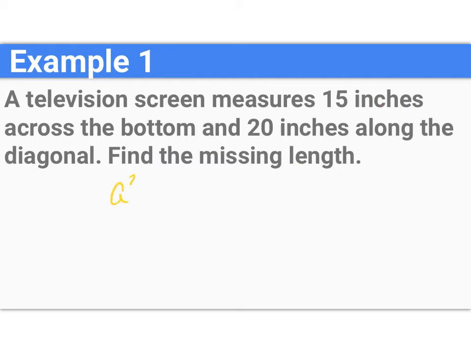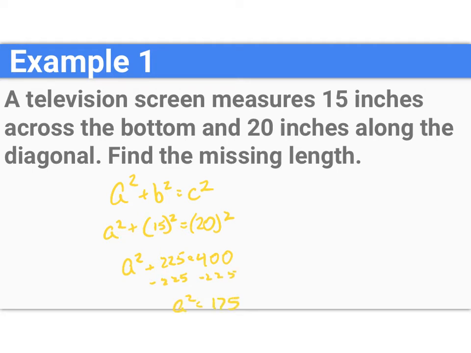And so A squared plus B squared equals C squared. We're going to substitute using parentheses. And I put 15 in for the B because that represents the base. A squared plus 225 equals 400. Subtract 225 from both sides. A squared equals 175. Okay.